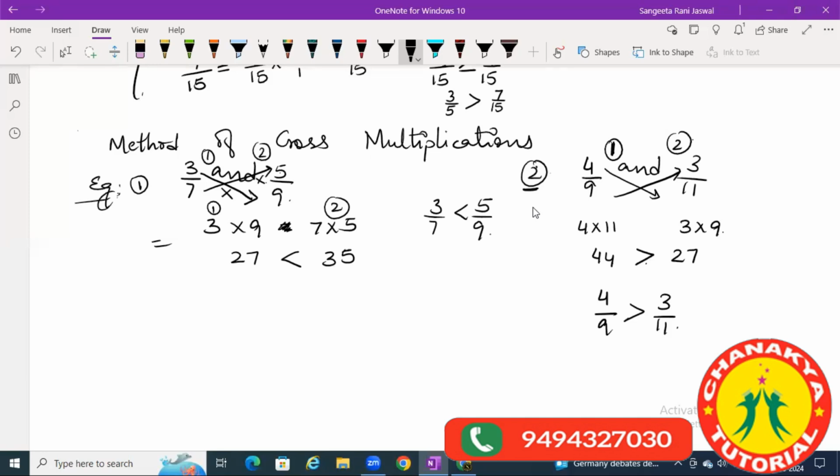Let's take some more examples from compare the fractions and put an appropriate sign. This question I'm taking from your book, question number 2, just to give more examples on this. I'm taking 3 by 6 and 5 by 6. These are now like fractions. So which fraction is greater here? 5 by 6 is greater, right? Okay. 1 by 7 and 1 by 4. Now, which fraction is greater?